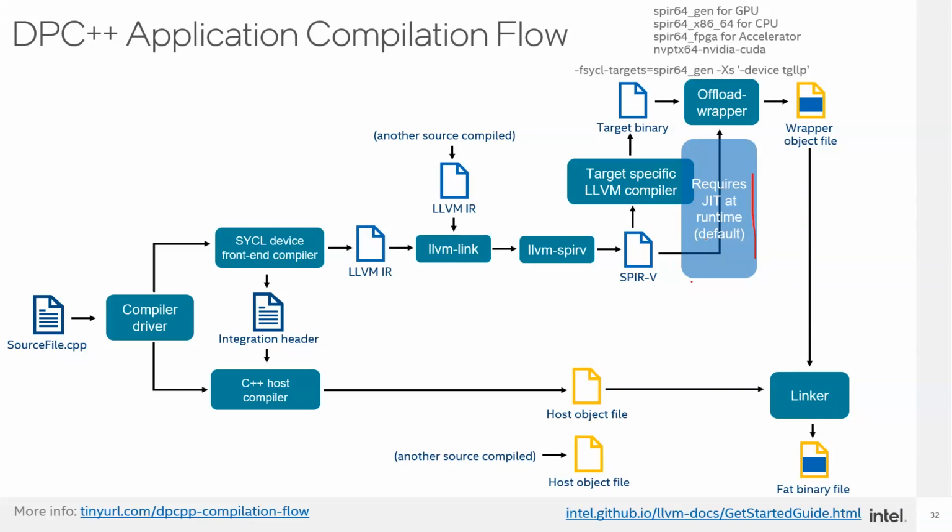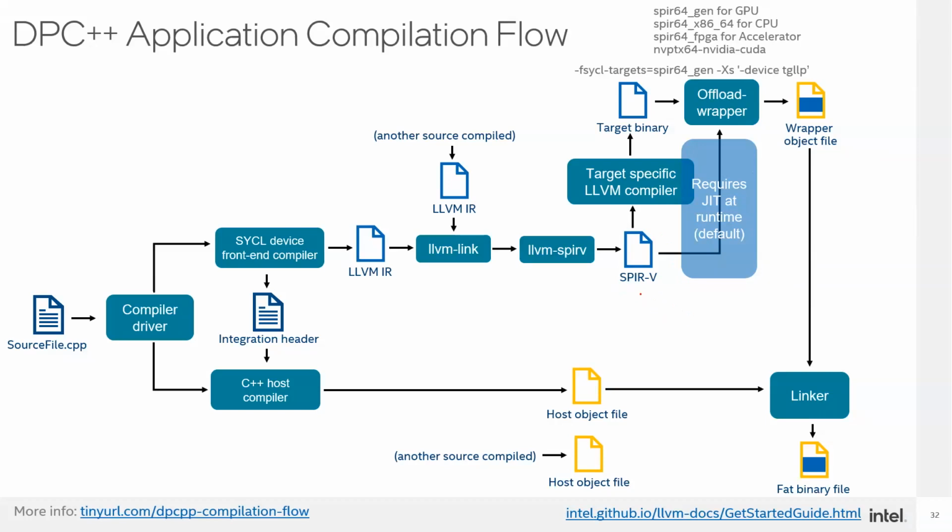this will be the default behavior, actually. When you compile with the DPC++ compiler, by default, the compiler for device code will generate SPIR-V and inline it into a fat binary file, and it will be compiled at runtime again by the JIT compiler.